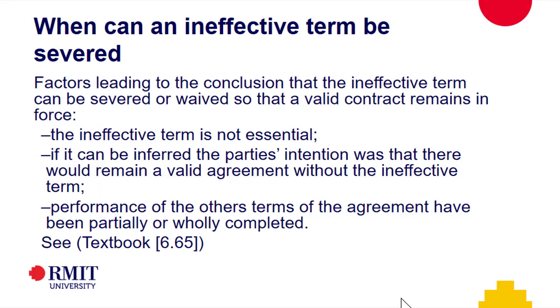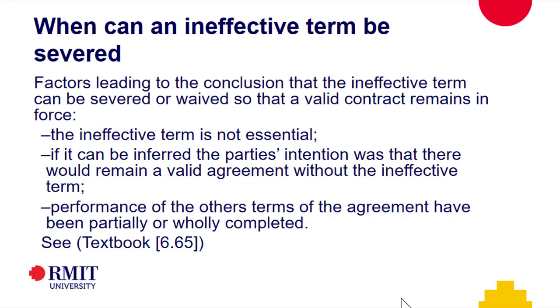When can it be severed? If the term itself isn't an essential term. Again, one of the reasons why Freezer and Chilling Company would have argued that the term about variation of the price was a void term is because it wasn't an essential term of the contract. It was a term, breach of which would result in damages as opposed to being able to pull the whole contract apart. So the court would decide if it's to be severed or not.